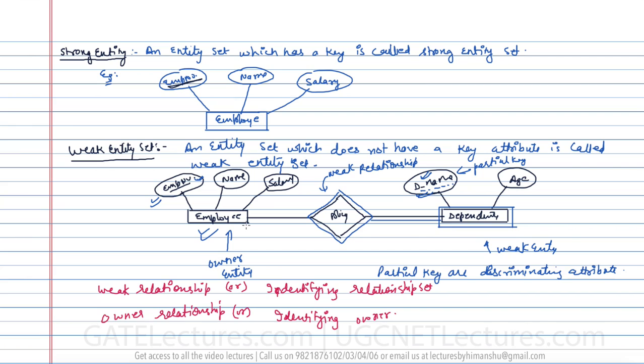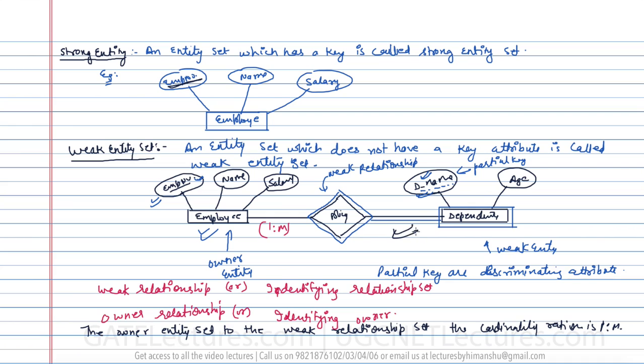Okay, and from the owner entity set to the weak entity set, the cardinality ratio is 1-to-many. You can see for every employee we can have more than one dependent, therefore it is a 1-to-many relationship. So you can write it down: from the owner entity set to the weak entity set, the cardinality ratio is one to many.